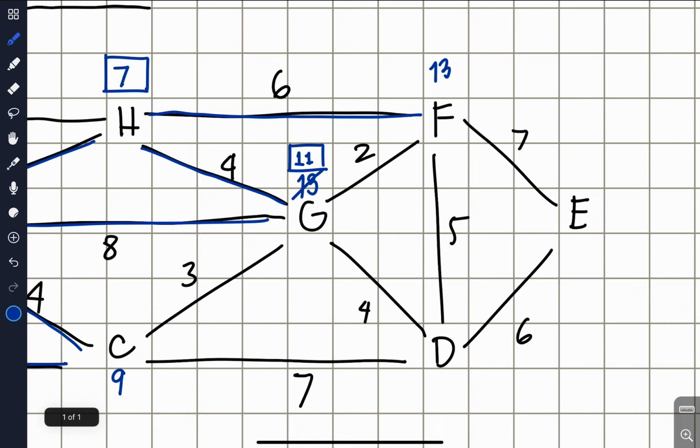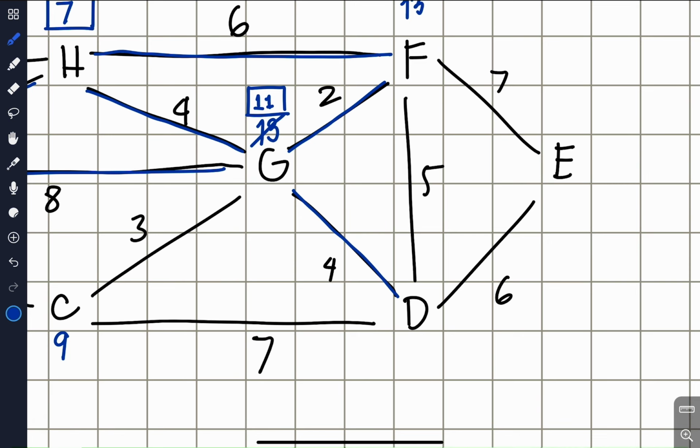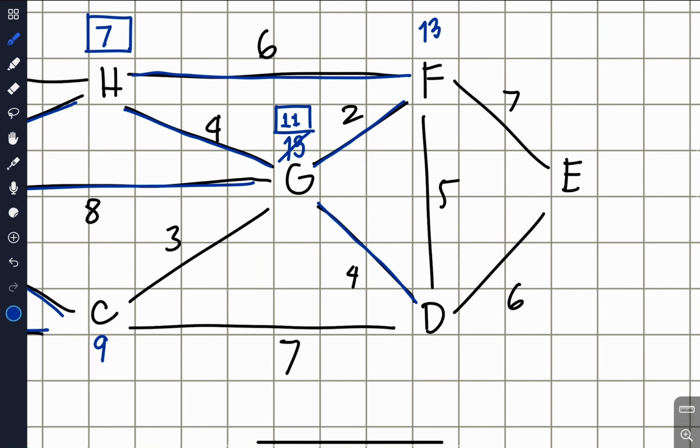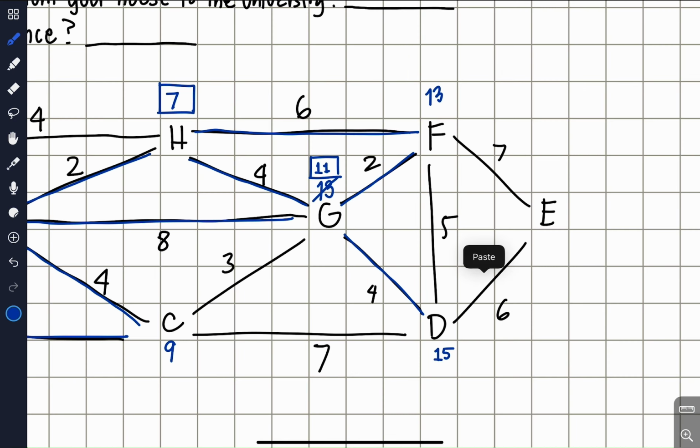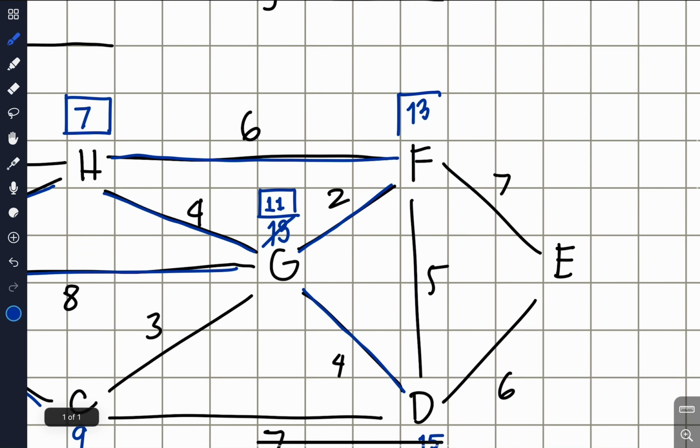Now, we consider again the paths from 11 or G. So from G to F and G to D. From G to F, we have 11 plus 2 is 13. So we didn't change our initial distance. Next one is 11 plus 4 is 15. So from G to D, we have 15. Between 13 and 15, of course, we have 13 as the smaller value.